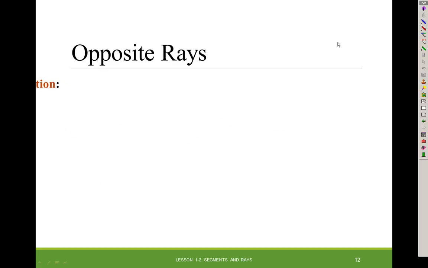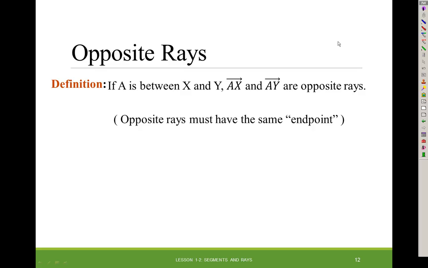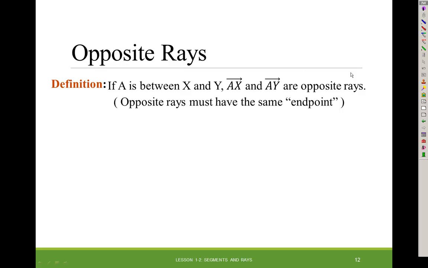Sometimes you have opposite rays. If A is between X and Y, then ray AX and ray AY are opposite rays. Opposite rays must have the same end point, and they form a straight line. You have the end point in the middle, and it's pointing one way, maybe to the left, and then it's also pointing the other way, maybe to the right. They have to point in opposite directions though. This is opposite rays. Ray AX pointing left, ray AY pointing right, and they both meet at point A, which is the end point of each ray.